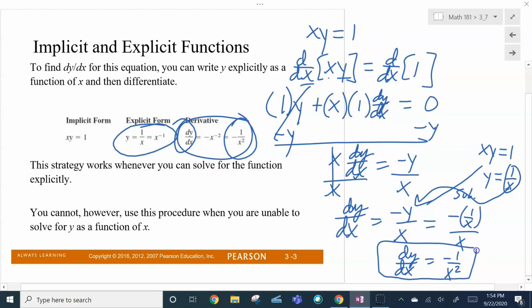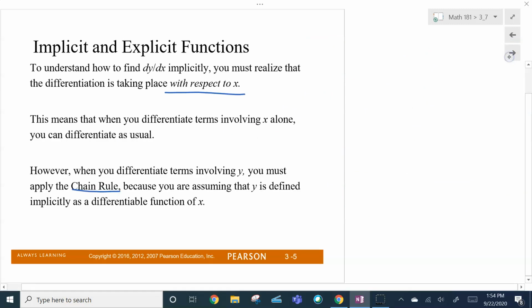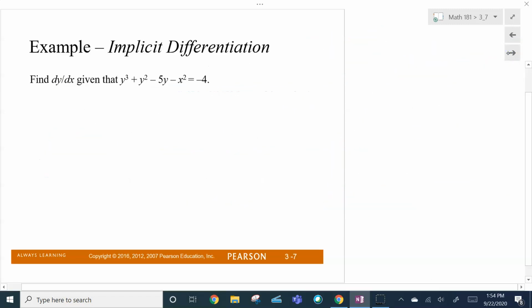It's obviously easier to do that explicitly, solve for y, and then run the derivative. But you can't do that implicitly, right? So that brings us to, let's go ahead and do this one now. Let's do some more implicit differentiation. So we're going to take the derivative with respect to x here.